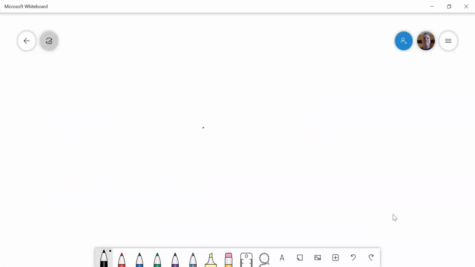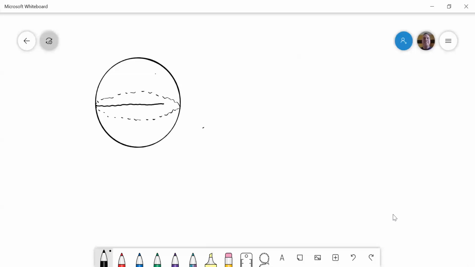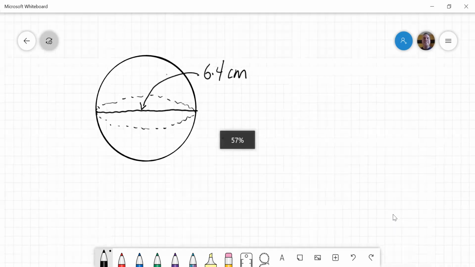So volume of a sphere, 6.4 centimeters. A sphere simply is just a three-dimensional circle, right? Like the Earth is a sphere. So I have a circle, and then it's three-dimensional, like the Earth or a basketball or something like that, okay? So we have a diameter of 6.4 centimeters. We just need to use the volume of a sphere formula, which I gave you guys in the notes.